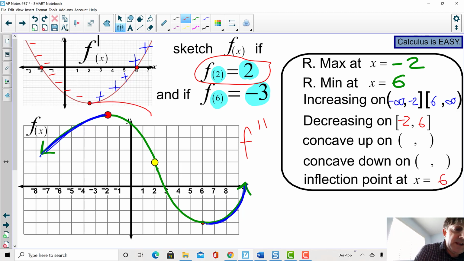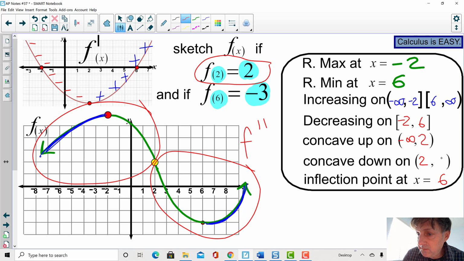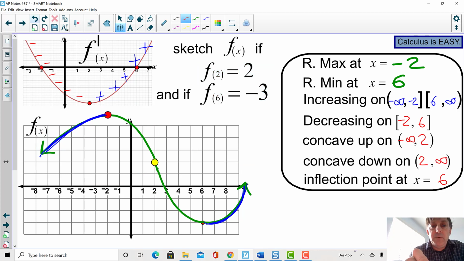You'll see that we are concave down when x is less than 2. So we can fill that in. We're concave down from negative infinity to 2. We're concave up when x is greater than 2. So we can say from 2 to positive infinity. And that's it. That's how you would sketch the graph of f given these 2 points and given the graph of f prime.